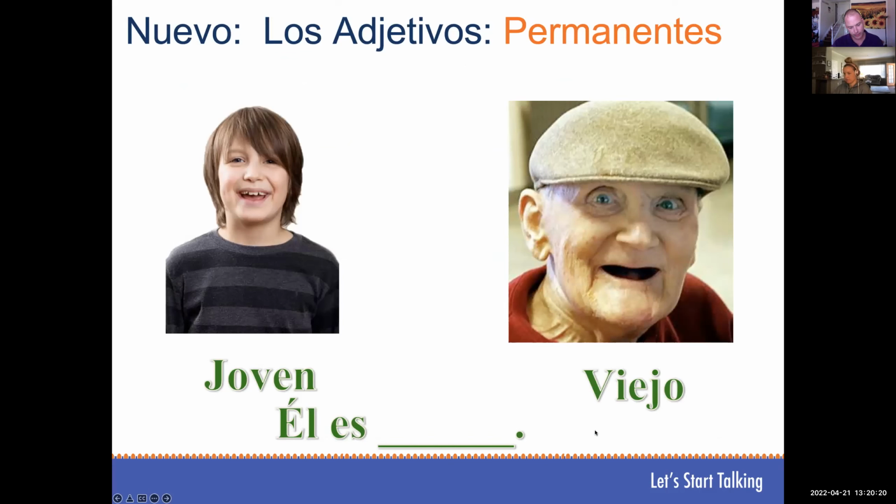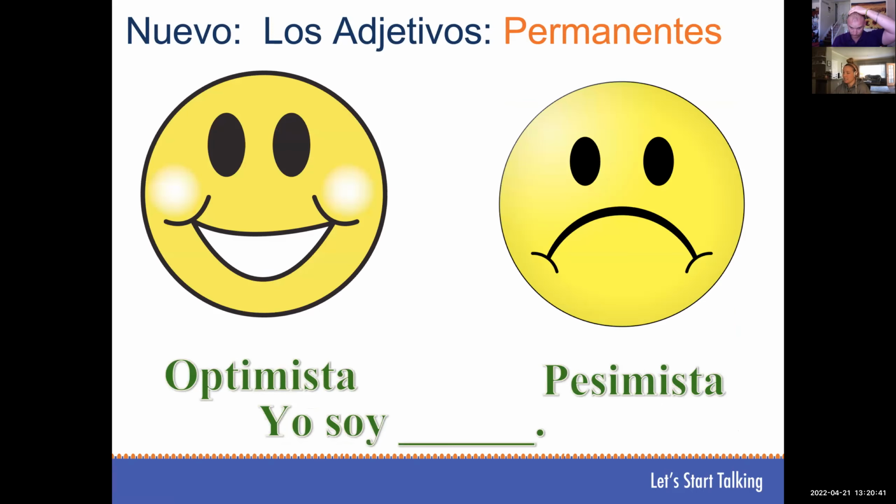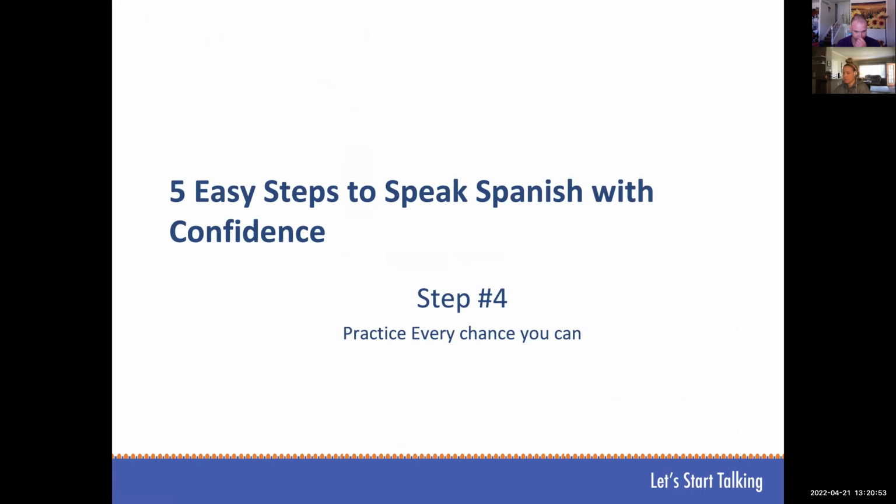All right, we've got some new vocabulary. So can you read these examples to me here? Joven and viejo. So read the full sentence. Él es joven, él es viejo. Él es fuerte, él es débil. Yo soy optimista, yo soy pesimista. Él es alto, él es bajo.